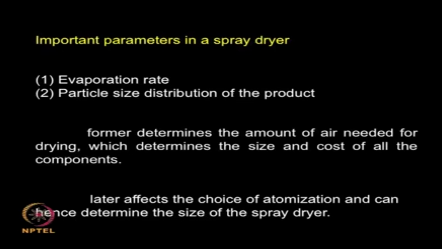What is the other one? Particle size distribution of the product, okay. Do I need very fine particles, do I need very large particles, should the particle sizes be spread out or should they be very small? That determines the atomization, so that also tells the size of the dryer, okay. So what should be my atomizer design and what should be the size. So these are the two important parameters: the evaporation rate, that means how fast you want the solvent to evaporate, and the other one is what should be my particle size and its distribution, that is the product.